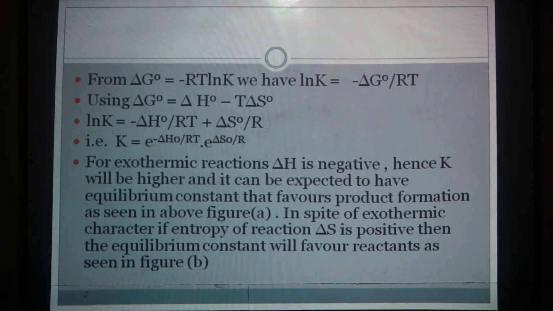From delta G0 is equal to minus RT ln K, we have ln K is equal to minus delta G0 upon RT. Using delta G0 is equal to delta H0 minus T delta S0, ln K is equal to minus delta H0 upon RT plus delta S0 upon R. That is K is equal to e raised to (minus delta H0 upon RT) into e raised to (delta S0 upon R). For exothermic reactions, delta H is negative. Hence, K will be higher, and it can be expected to have equilibrium constant that favors product formation, as seen in the above figure.